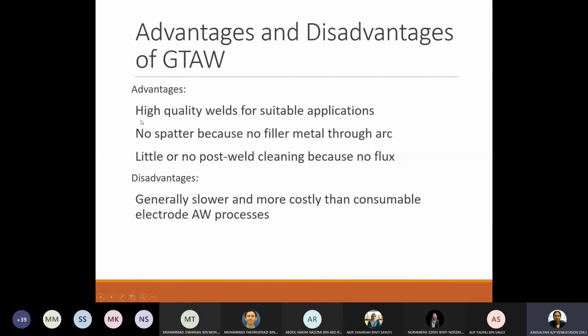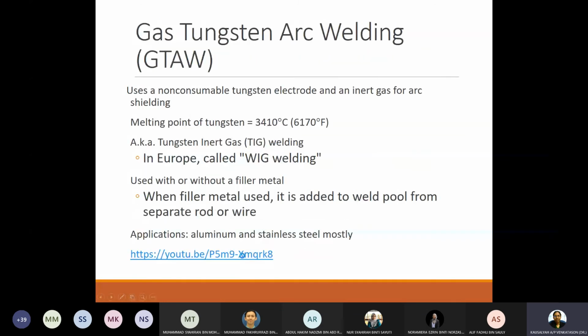The advantages: high quality of welds for suitable applications, and no spatter because no filler metal goes through the arc. Little or no post-welding cleaning because there is no flux. Whenever there is usage of flux in all our consumable rods, the formation of slag is usually present. Generally, it's slower and more costly than the consumable electrode methods.